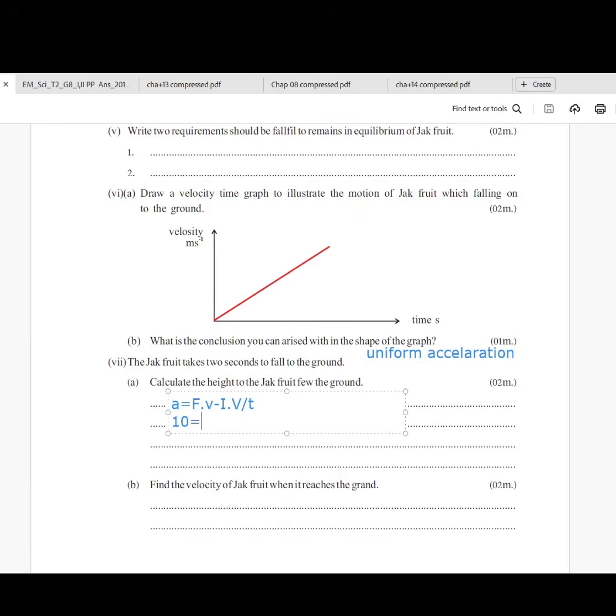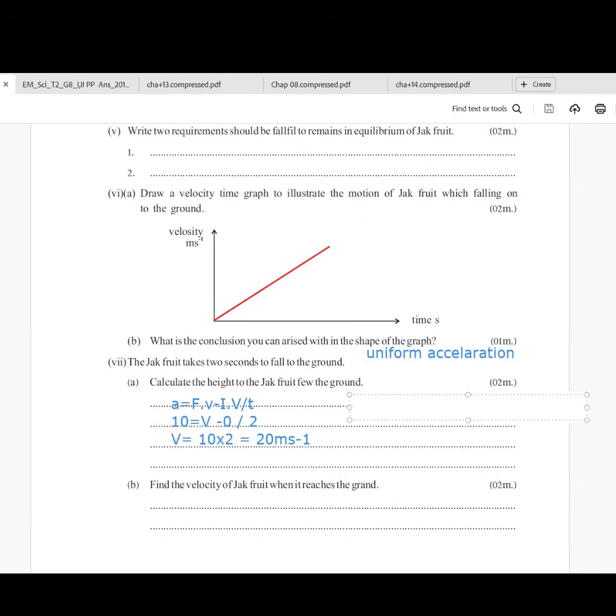We don't know that. We want to find it here. Subtract initial velocity, which is 0 because there is no velocity at the beginning. The time is 2 seconds. Then V equals 10 multiplied by 2. Answer is 20 ms^-1. That's the final velocity.